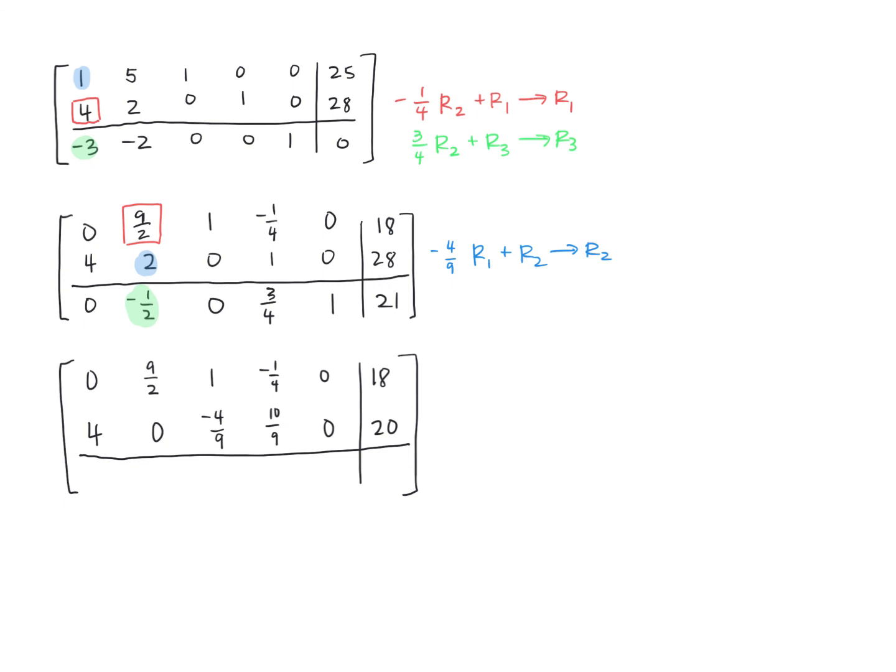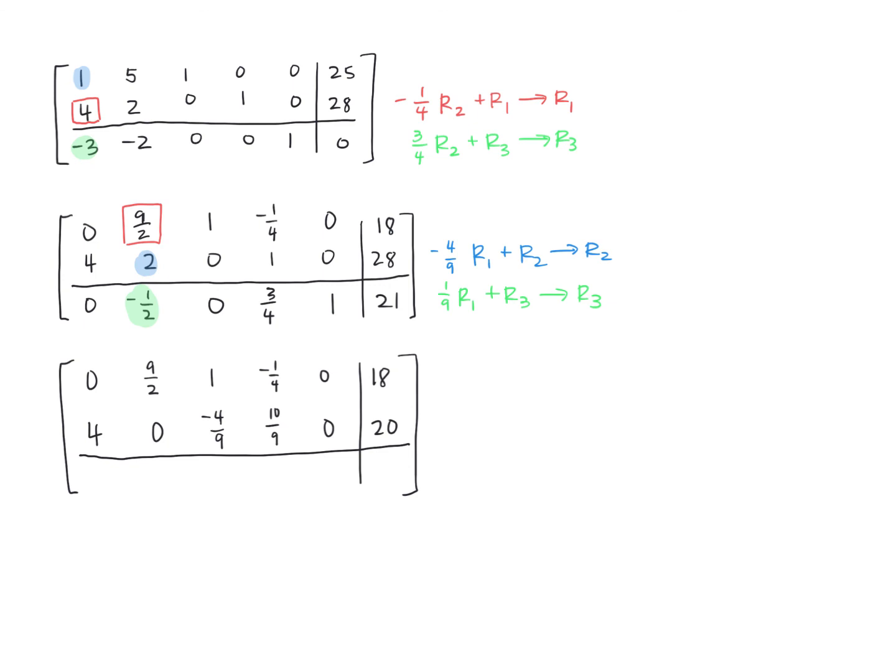And so first, I've got to think about making that 9/2 a 1. So to do that, I would multiply by 2/9. And then I really want it to be the opposite of -1/2, which means I want it to be a positive 1/2. So I'm going to multiply by a positive 1/2. So that means in reality, I'm just multiplying by 1/9. So I'm going to do 1/9 times row 1 plus row 3, and then replace row 3. Remember, you're multiplying row 1 by something so that it will zero out that -1/2.